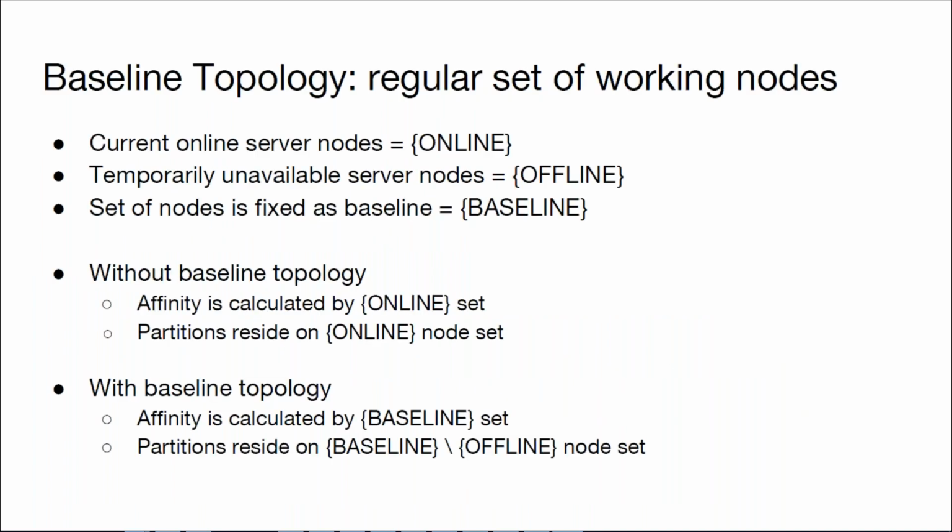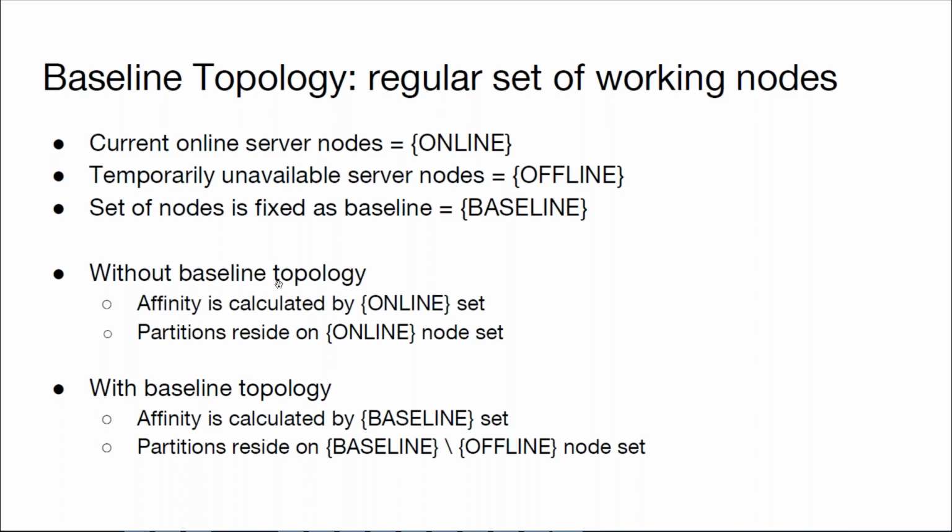Let's quickly define the baseline topology in formal terms. Let's define three sets. Current online server nodes are online, temporarily unavailable server nodes are offline, and the set of nodes that we fixed and remember whatever happens is baseline. So the idea of baseline is to fix and remember some set of server nodes.